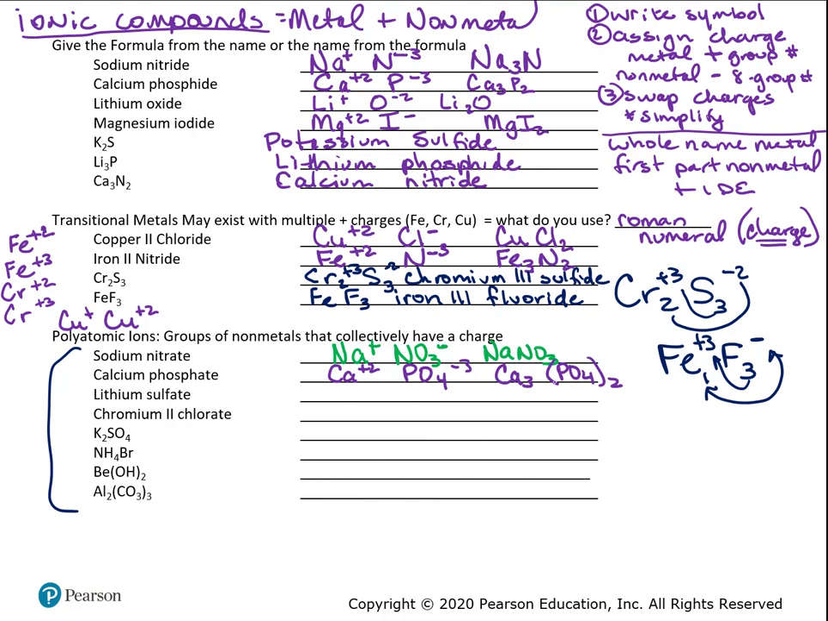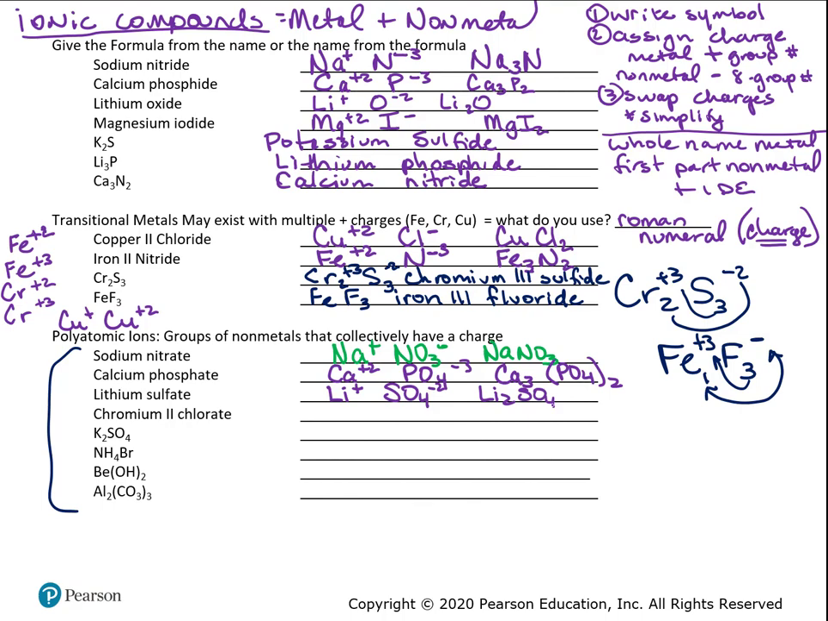Lithium sulfate, lithium is Li with the +1 charge. Sulfate is SO4 with a -2. So they're not the same, so I got to swap them. So how many lithium? Li2. How many sulfates? Just one. And if there's only one polyatomic, you don't need parentheses. Okay? Only put parentheses if I have more than one.